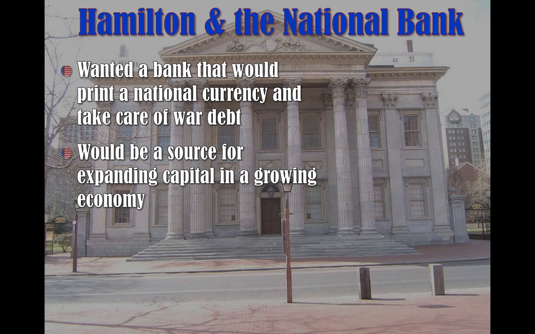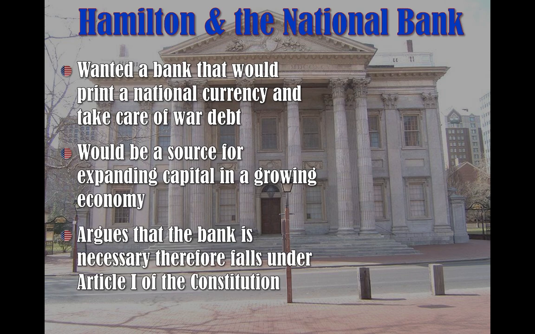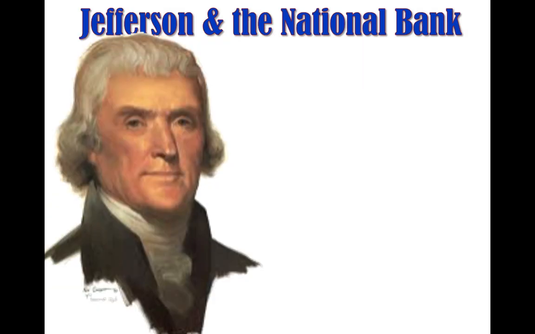So again, if you can create banks, then you can give out loans and people can start building homes or starting businesses. So he thought this was a really good idea to get the economy going. And he argues that the bank is necessary and therefore it falls under Article 1 of the Constitution. We're going to talk about Article 1 on the next slide because Thomas Jefferson has a very different take on the national bank.